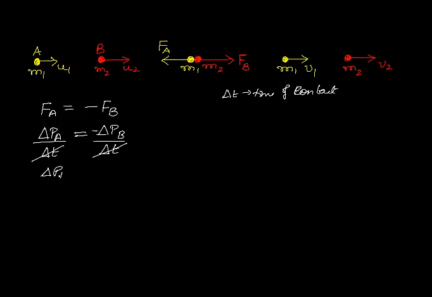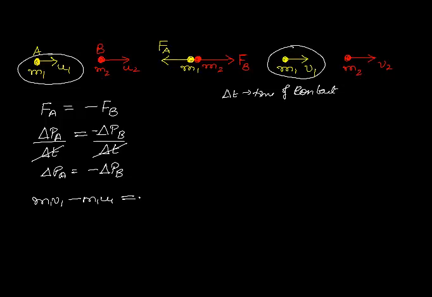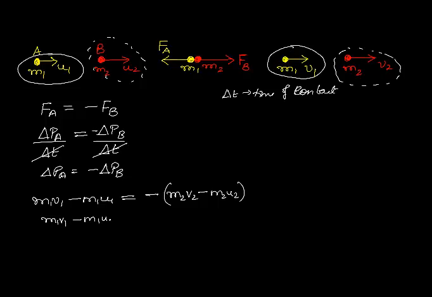So I have delta PA is minus delta PB, and now delta PA is the final momentum of A minus the initial momentum of A. Here's the final momentum of A, and here's the initial momentum of A. So it's going to be m1 v1 minus m1 u1, and this similarly is the final momentum of B. Here's the final momentum of B, and here's the initial momentum of B. So it's going to be m2 v2 minus m2 u2, and now all I have to do is simplify this expression and rearrange this.